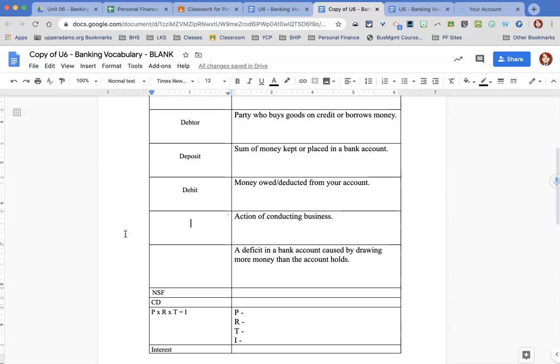All right, an action of conducting business. So we're in the banking unit. Any action in conducting business with the bank is called what? That's called a transaction. So whether I'm putting money into the bank or I'm taking money out of the bank, it is still a transaction. A deficit in a bank account caused by drawing more money than the account holds. So if I have $50 in the bank, but at the ATM I try to take out $100, or I write a check for $100, and obviously there's only $50 in the account, what is this known as? This is known as an overdraft.